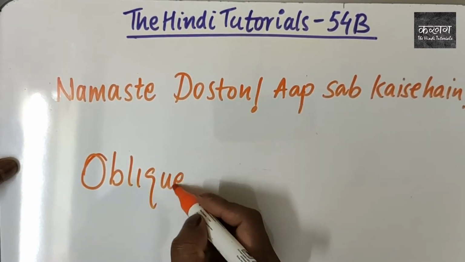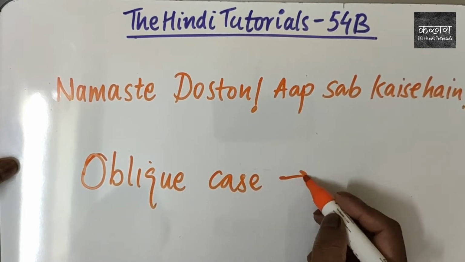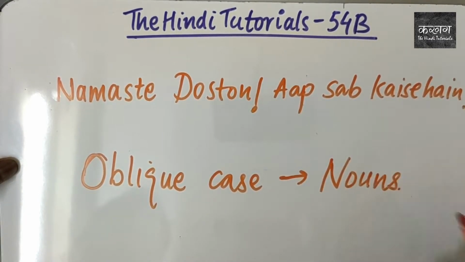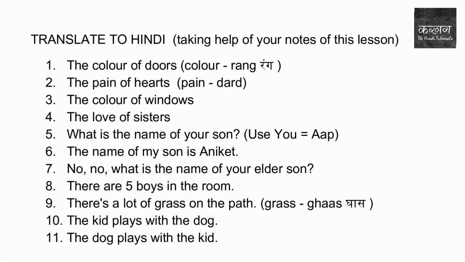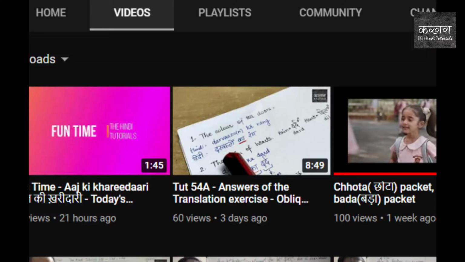In the previous lesson, we learned how to use the oblique case for nouns. I had also left a practice exercise for you, which some of you have done excellently. I've also posted the answers in a video named Tutorial 54 Answers of Translation Exercise. You can go on my channel and check out the answers.